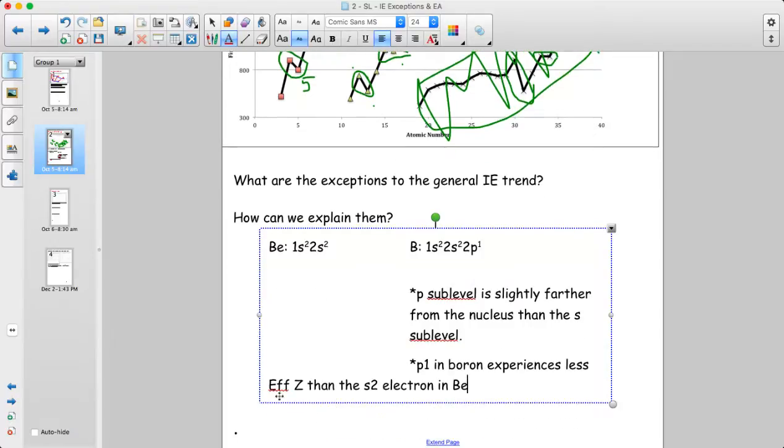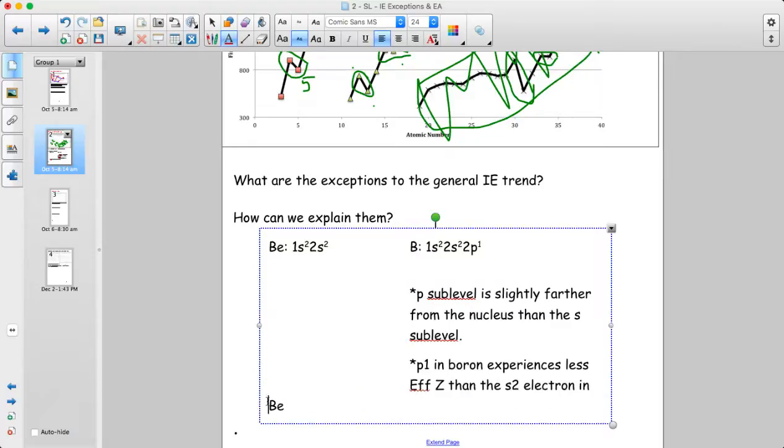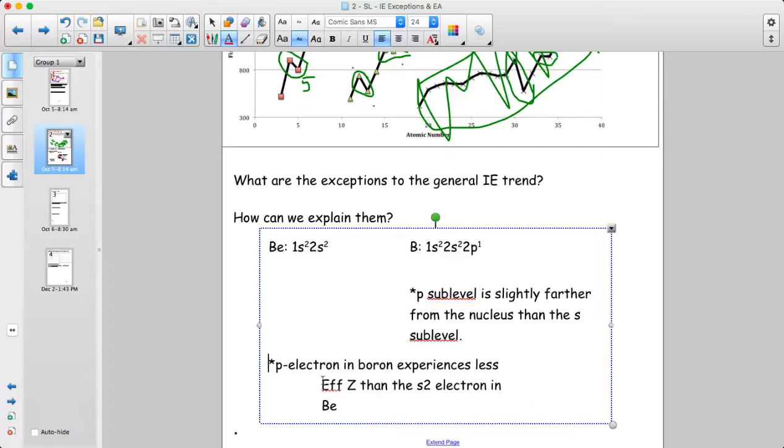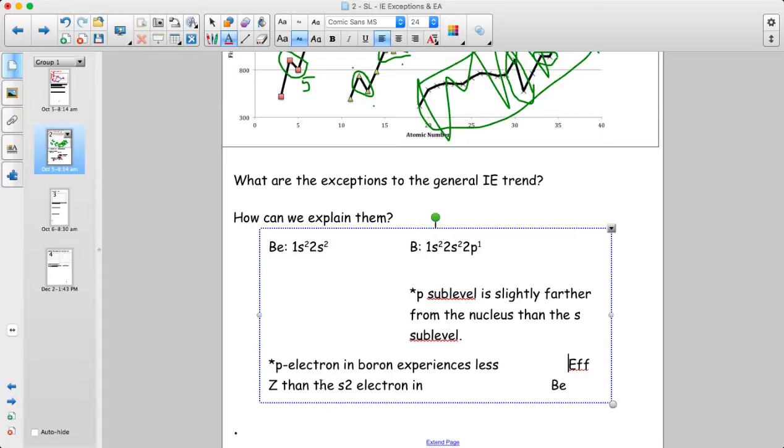Okay, so it's the same basic principles, but now we're looking much more carefully at the electron configurations. You could probably not say p1; you could just say the p electron in boron. The p electron in boron experiences less effective nuclear attraction than the s electron in beryllium.